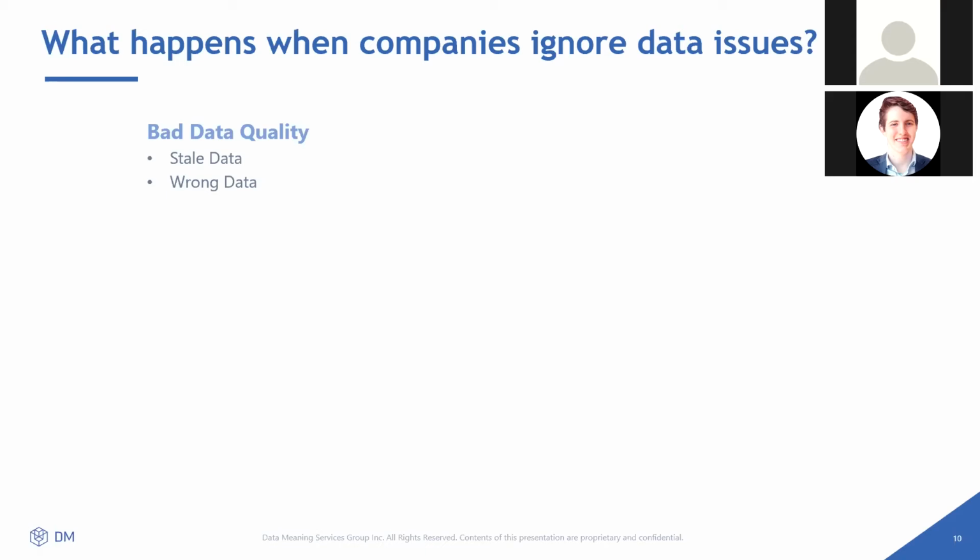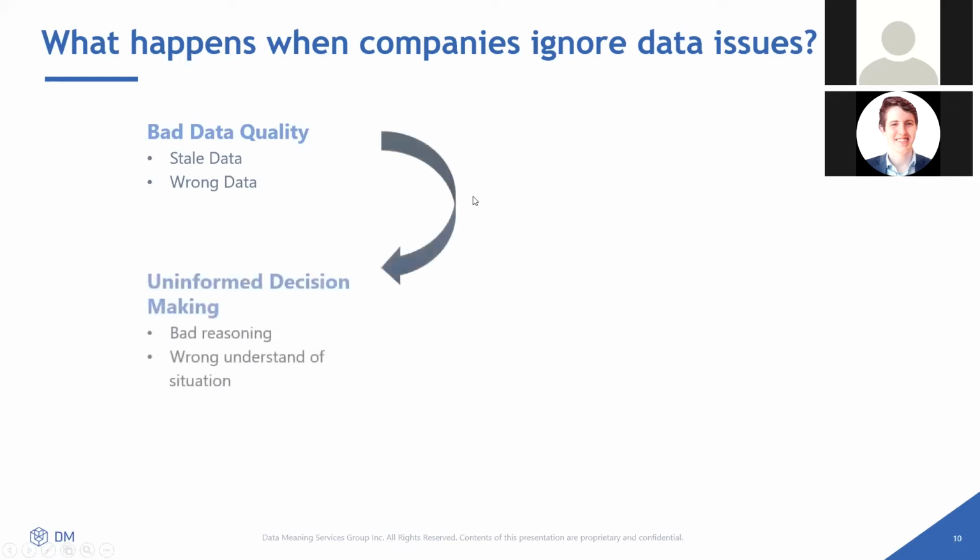So if companies simply ignore data issues, they will at the end of the day have bad data quality, either by stale data or wrong data. And what does that generate? Uninformed decision making, right? Maybe my analysis is to be performed with a month-old data set. However, if I'm talking about a 2-month data set, I may have issues, right? Because that's too old for my current analysis. So whatever I'm basing on is going to give me the wrong indication of what I need to do.